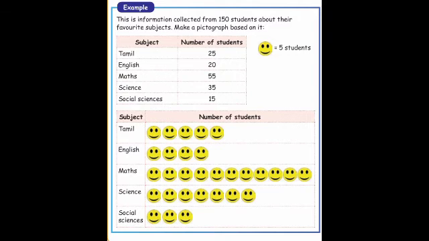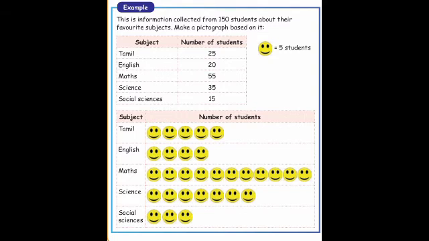So, how many students like Tamil? Yes, 25 students. One picture represents 5 students. So, how many pictures do we want to draw? Yes, 5 pictures. Move on to the next. English. English number of students is 20. So, how many pictures do we want to draw? Yes, 4 pictures. Move on to the next subject, Maths.